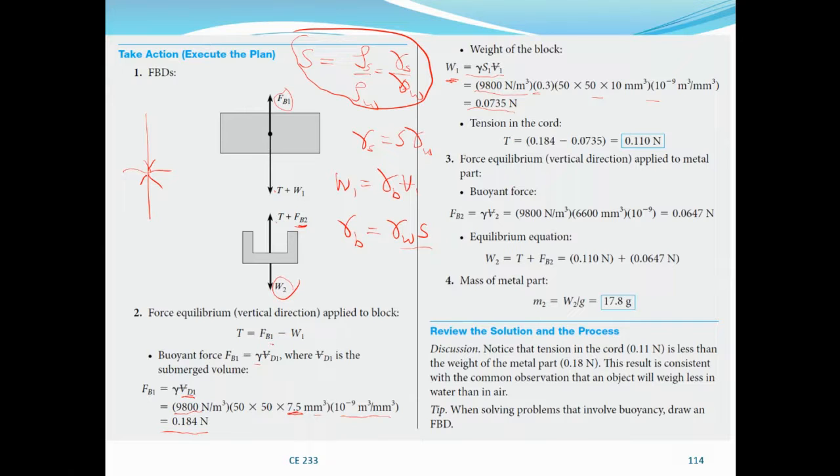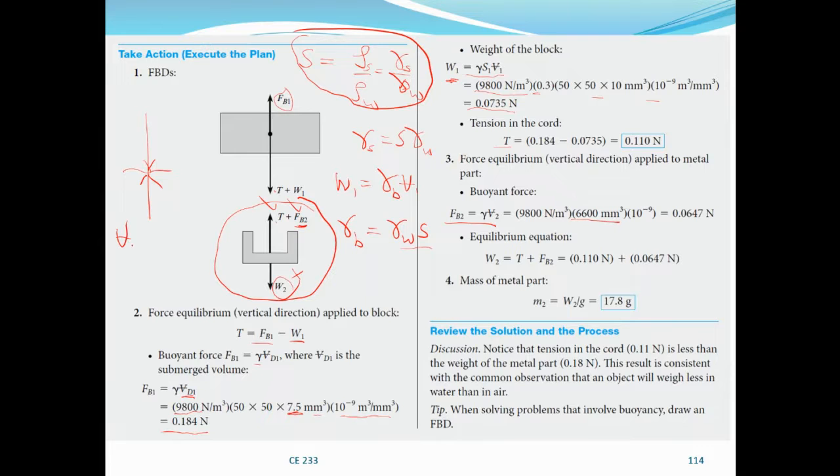Of course, we have FB1 and W1. So we subtract to get the tension, 0.11 Newton. Now we found the tension, then we can move to the second free body diagram. We know the tension. We can find the buoyant force, and we can determine W2. The buoyant force in the second case also is gamma V2. V2 now in this case is the volume of the metal part, because the volume of the metal part is equal to the volume of the liquid displaced.